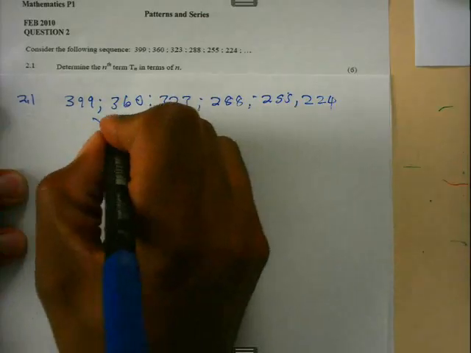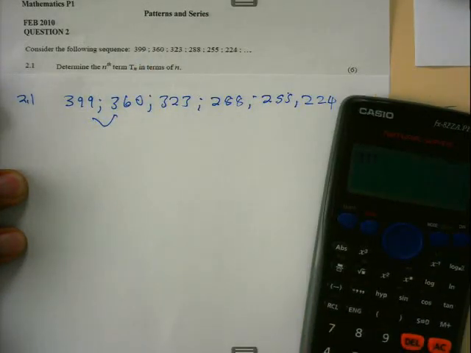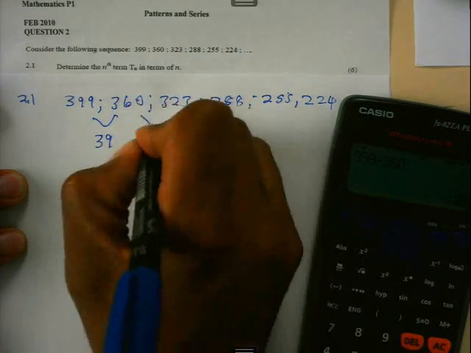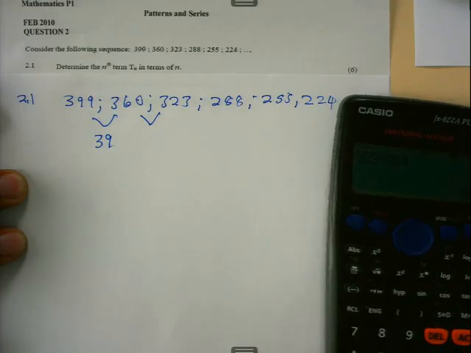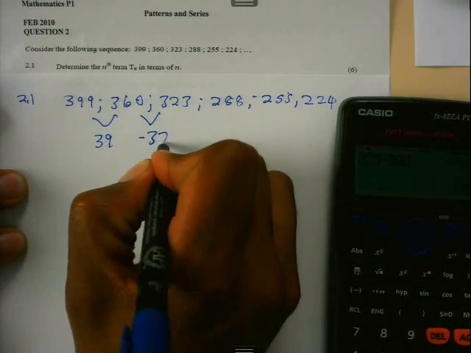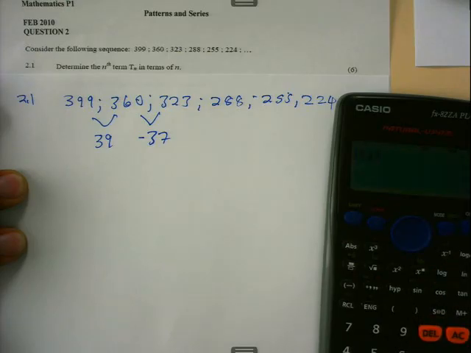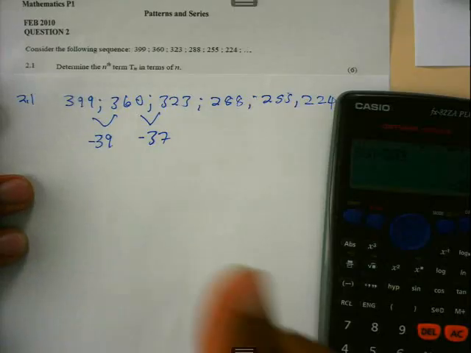Boys and girls, now we can have the first difference. 399 minus 360. The answer is 39. Now look for the second one. That is 323 minus 360, of course, that is minus 37. Now 360 minus 399 is minus 39, then minus 37.